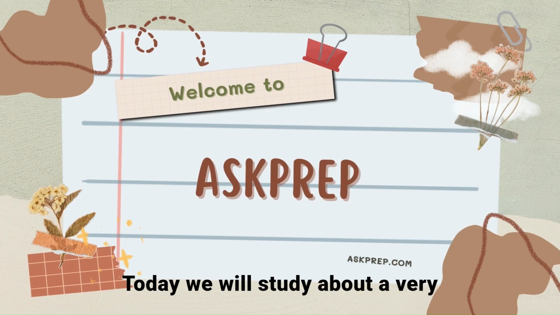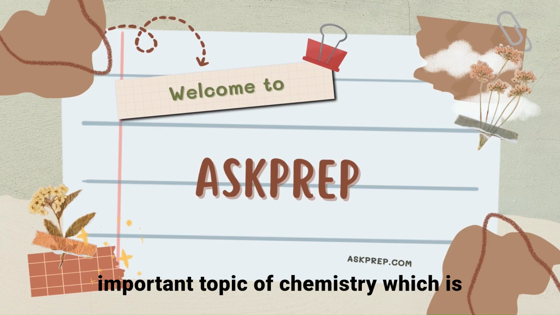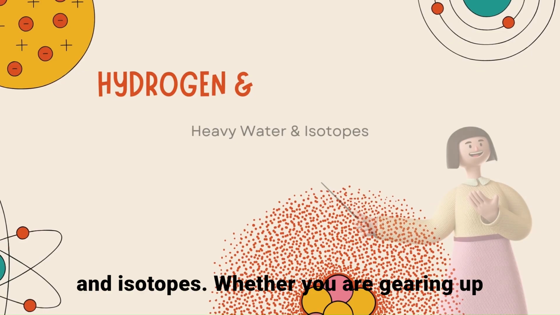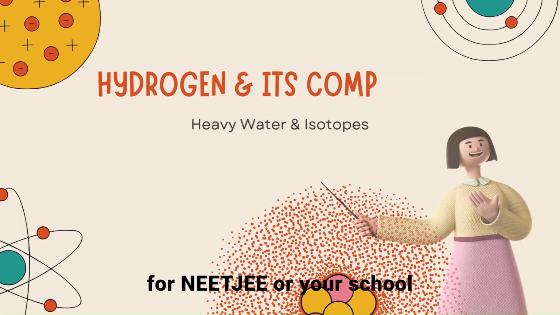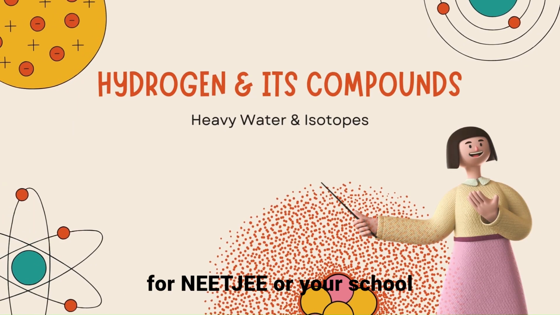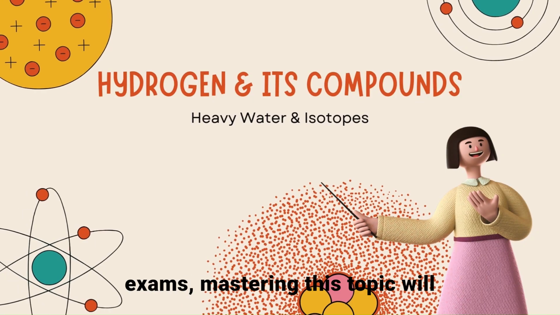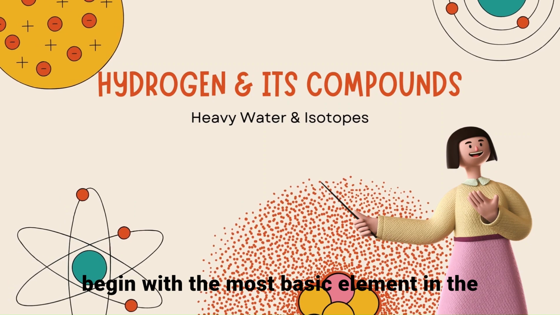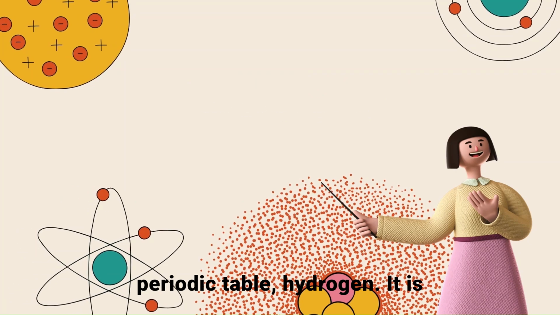Today we will study a very important topic of chemistry, which is hydrogen and its compounds, heavy water and isotopes. Whether you are gearing up for NEET, JEE or your school exams, mastering this topic will definitely give you an edge. Let's begin with the most basic element in the periodic table, hydrogen.